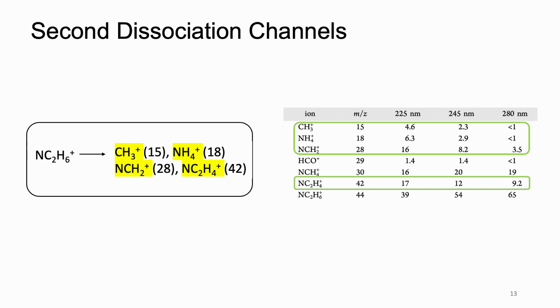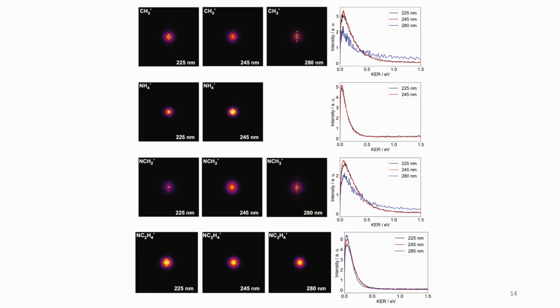When the major fragment ion has sufficient internal energy, secondary dissociation occurs. These are the velocity map images of the secondary dissociation products. The images of the secondary dissociation products are very similar to each other and to those of the primary product, indicating that very little energy is released into translation during the secondary dissociation step.